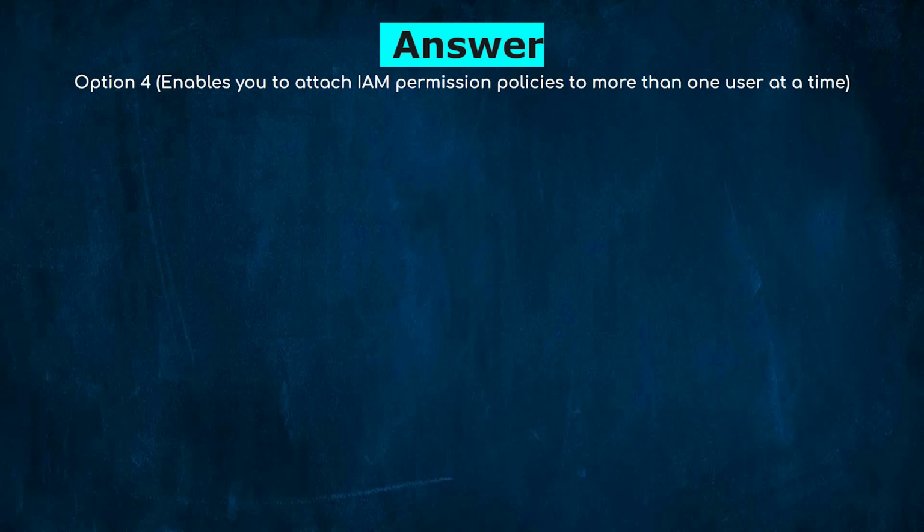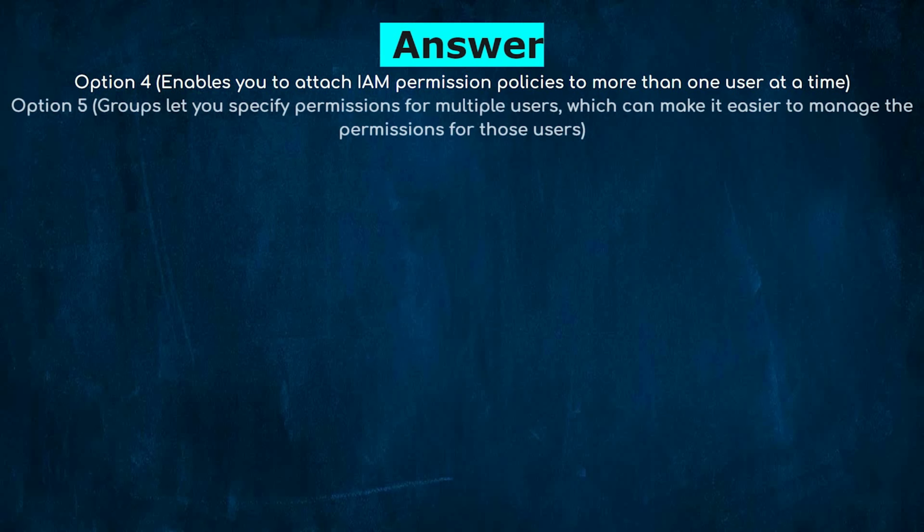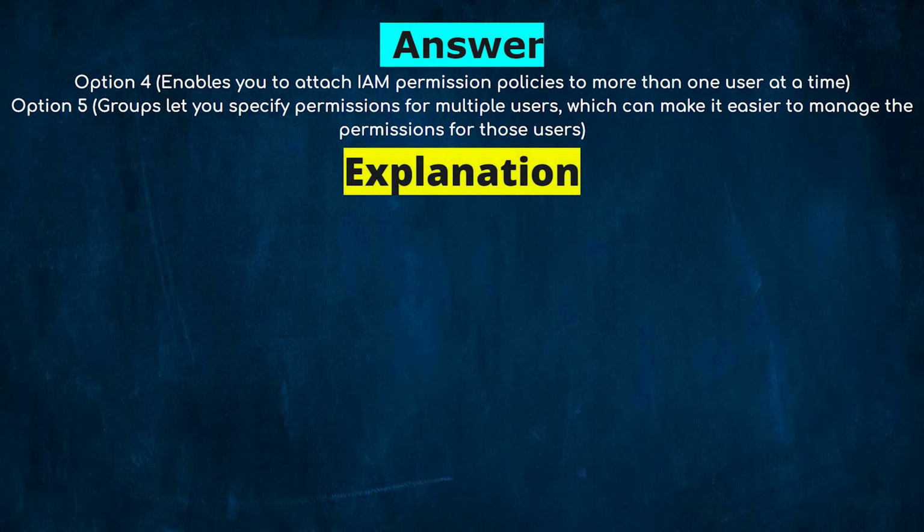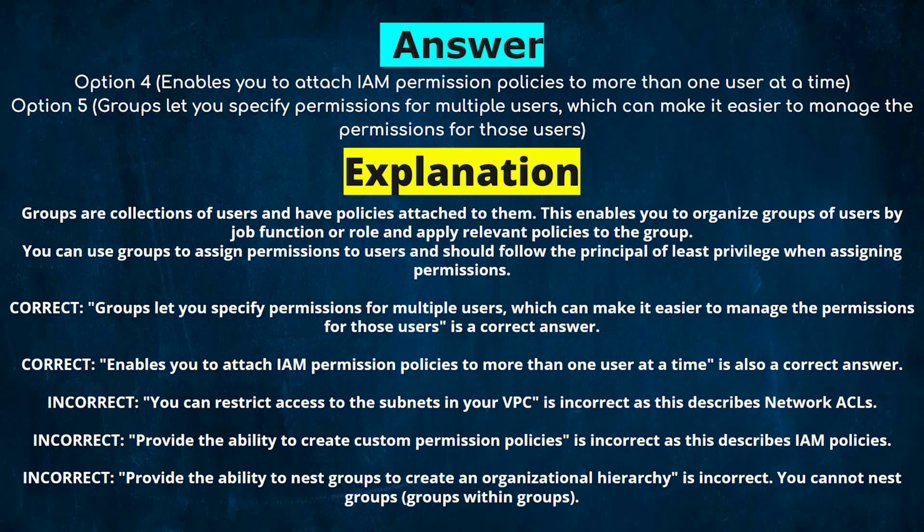Enables you to attach IAM permissions policies to more than one user at a time. And Option 5. Groups let you specify permissions for multiple users, which can make it easier to manage the permissions for those users. Explanation. Groups are collections of users and have policies attached to them. This enables you to organize groups of users by job function or role and apply relevant policies to the group. You can use groups to assign permissions to users and should follow the principle of least privilege when assigning permissions.